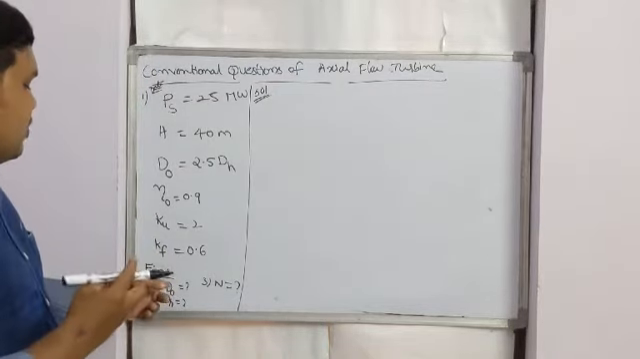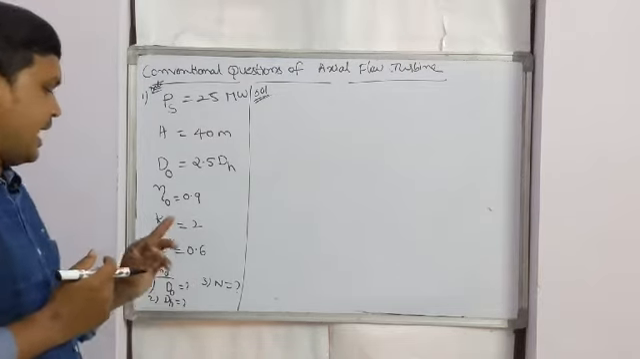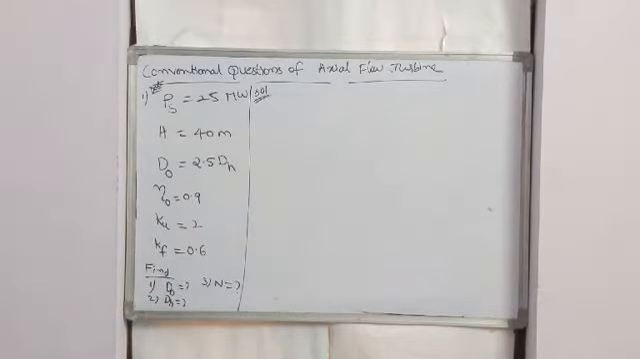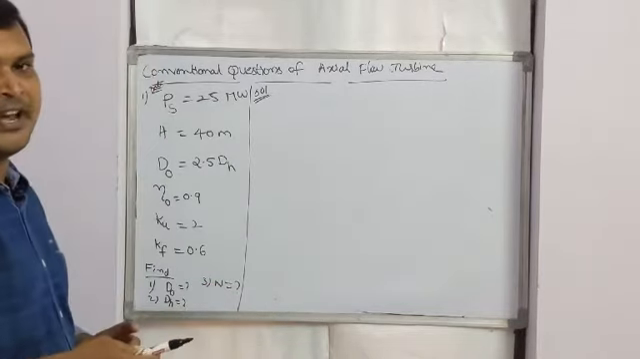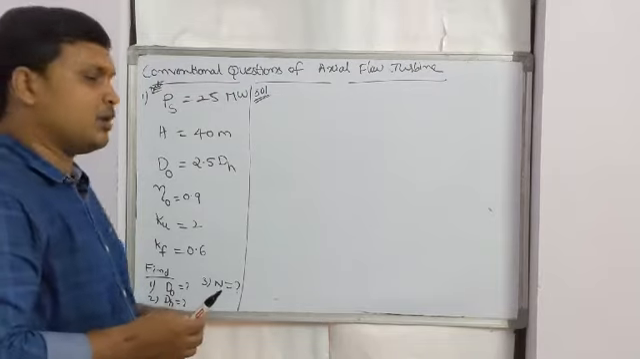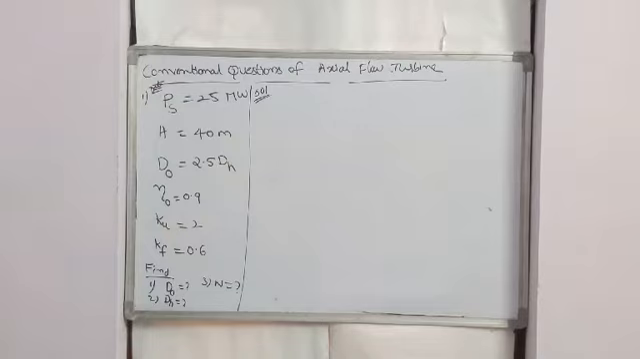Here they don't want to find out angles as well as other dimensions. If you want to find out angles, you have to follow the velocity triangles. Otherwise, you need not follow the velocity triangles for this particular problem, because they want only dimensions. Whenever you want to find the runner blade angles, vane angles, inlet blade angle or outlet blade angle, only then use velocity triangles. So we will solve the problem one by one.